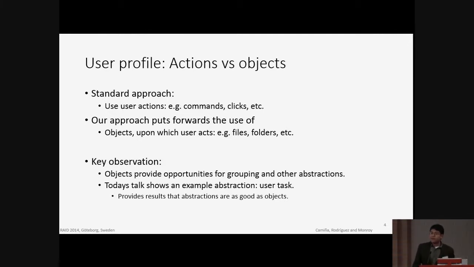What we are proposing right now is not using what the user is doing, but where the user is doing it. That is, we're using the file system and all the files and folders, and that is where we think we can find an interesting approach to create these normal profiles. The key observation of using the where and not the what, that is the objects, is that we can do some grouping and create some abstractions. The talk I'm going to show is about one abstraction that we're using, that is tasks.